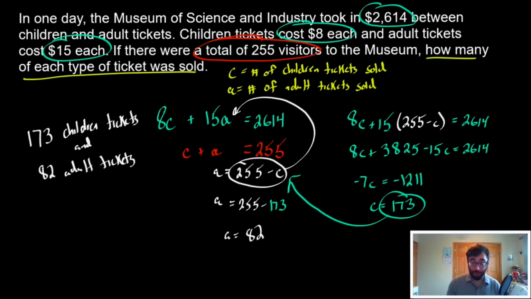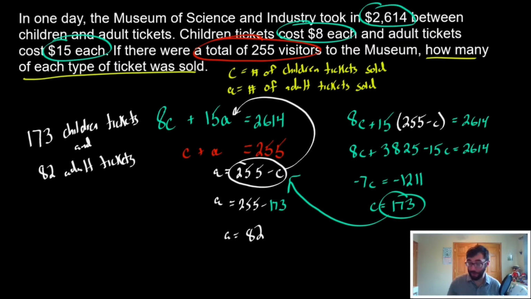But once we went ahead and solved, I solved for children's tickets first. I got 173, so that tells me 173 of those 255 were children tickets. So now all I got to do is take how many total tickets there are and subtract how many children tickets were sold, which I found, to get the number of adult tickets, which was 82. So our final answer is 173 children tickets and 82 adult tickets.